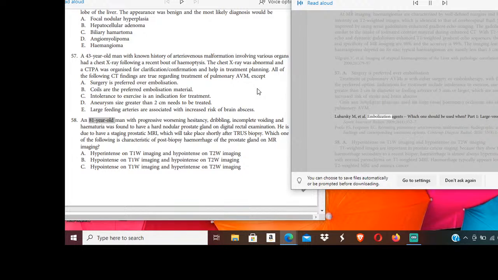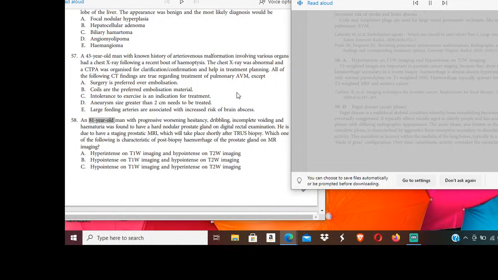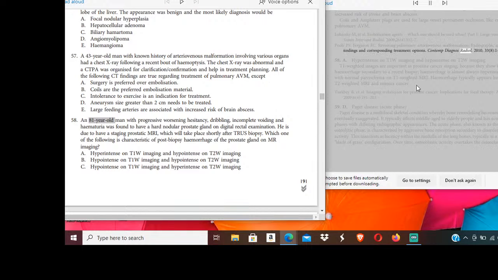Lubarsky M, et al. Embolization agents: which one should be used when? Part 1: Large vessel embolization. Semin Intervent Radiol. 2009;26:432-7. Pool PS, Ferguson EC. Revisiting pulmonary arteriovenous malformations: radiographic and CT imaging findings and corresponding treatment options. Comput Diagn Radiol. 2010;33:815.